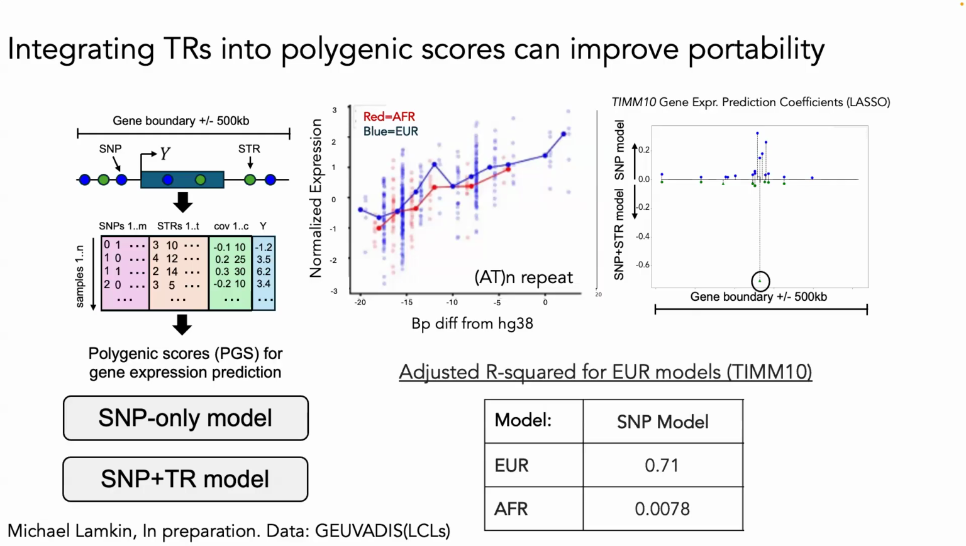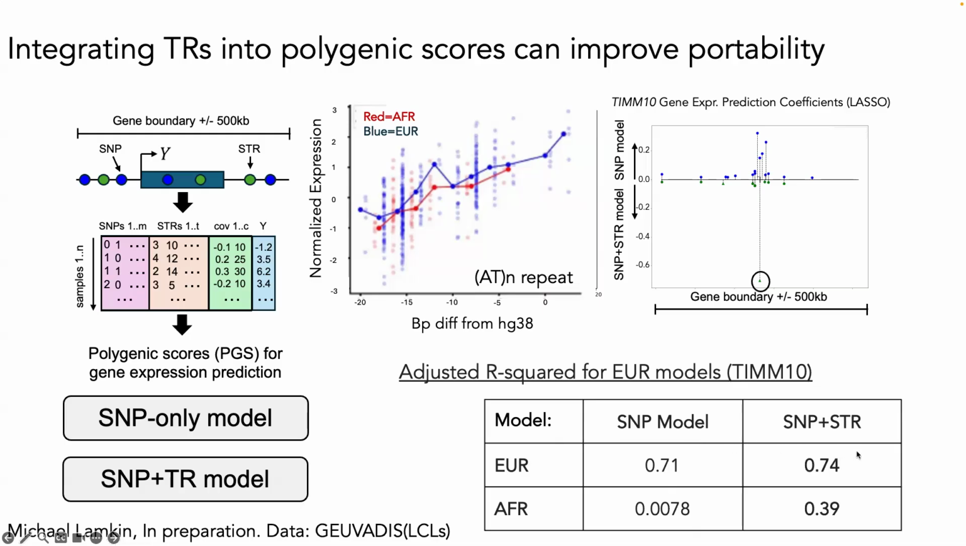Cool. Okay, so we took this and then we tried to apply these models to different populations. In this case, we took the SNP-only model and we saw that it worked really great in European samples. And then when we went to the African samples, it didn't really predict gene expression for this gene at all. But then our SNP plus TR model, again, did really well in Europeans, but did a lot better than the SNP-only model. So this is a model that we trained in Europeans, but then applied to different populations. And this is just for one gene.